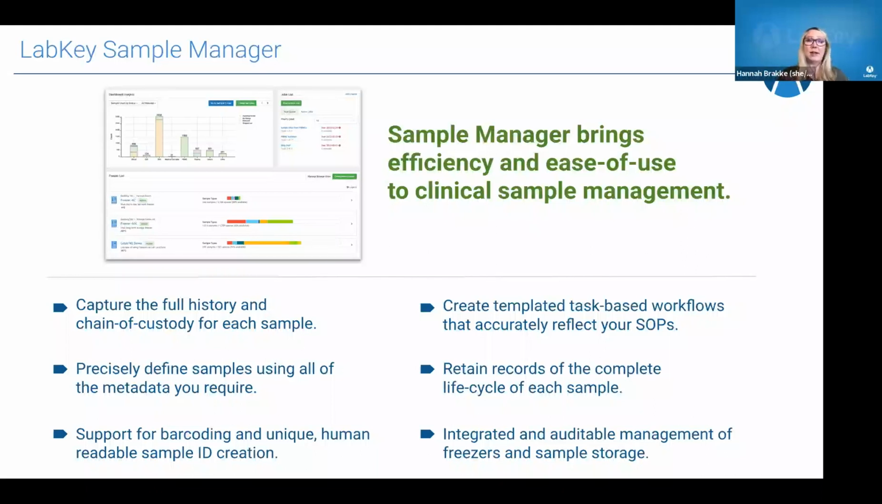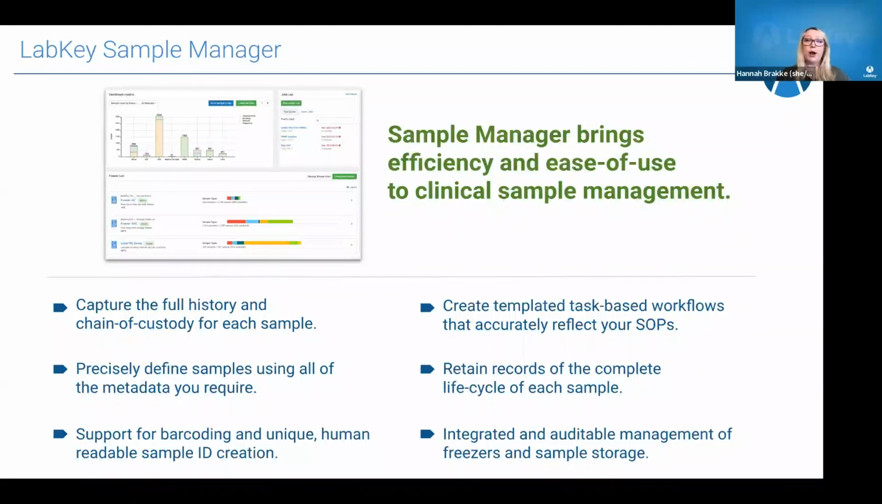Some things about Sample Manager that really help with this are our full history and chain of custody on each sample. We have a sample timeline that tracks anything that's ever happened to that sample since it's been registered in the system. You also can customize all of the different types of metadata that you need in your lab to track on your samples, both for normal day-to-day lab work, as well as anything that you might want to track for an audit as well. We also support barcoding.